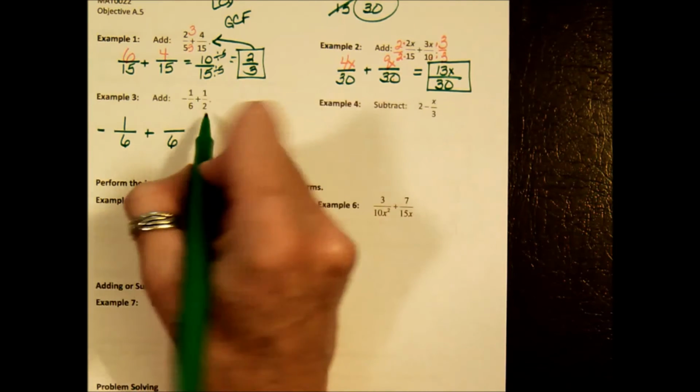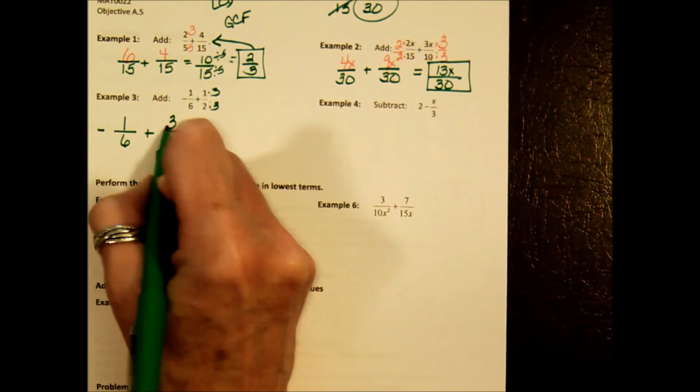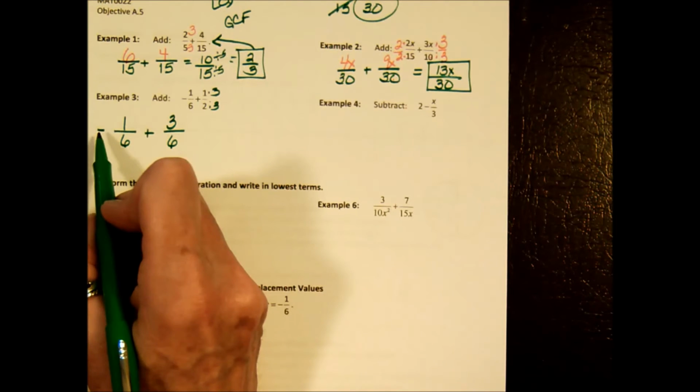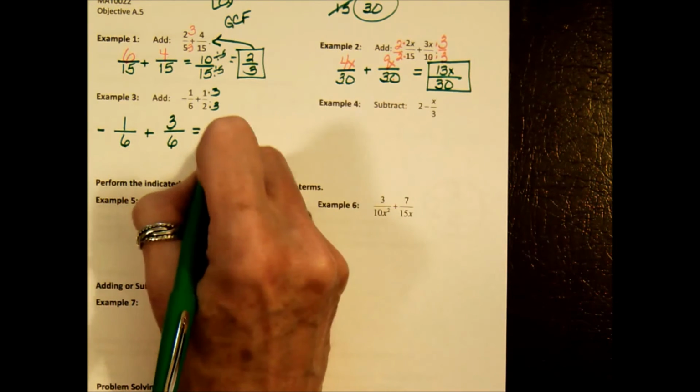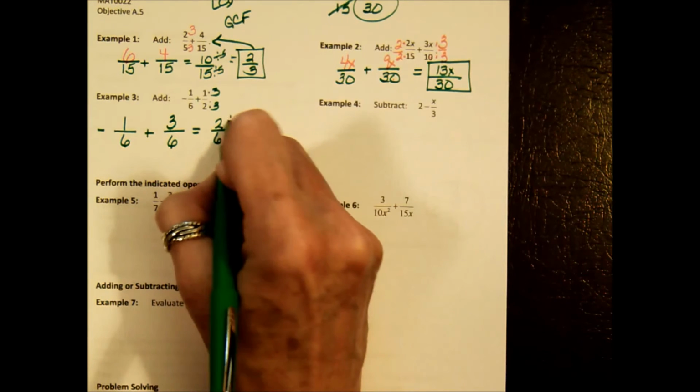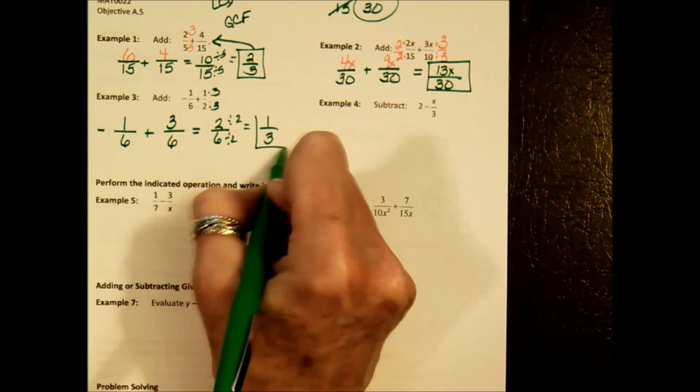What do you do to 2 to get 6? Times 3. Now I have a negative 1 and a positive 3, so I have more positiveness, so that gives me 2/6. Divide by the GCF to simplify, and I get 1/3.